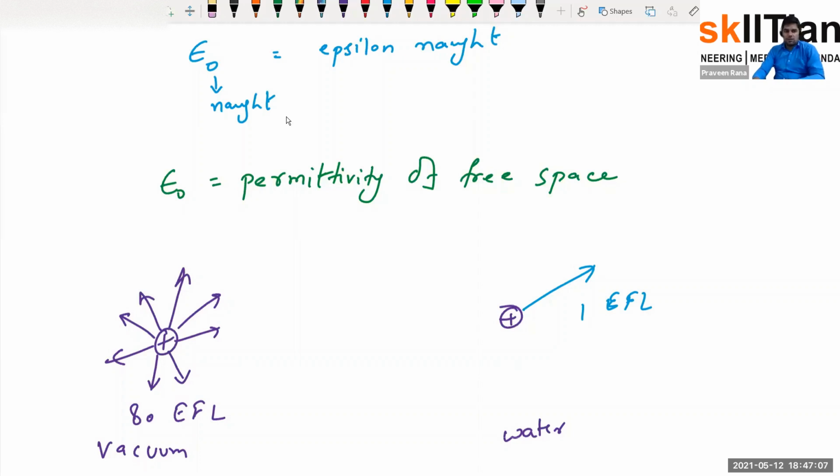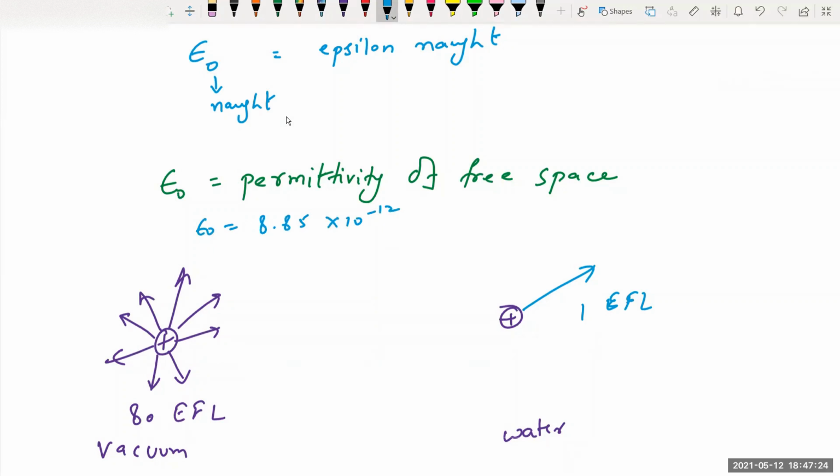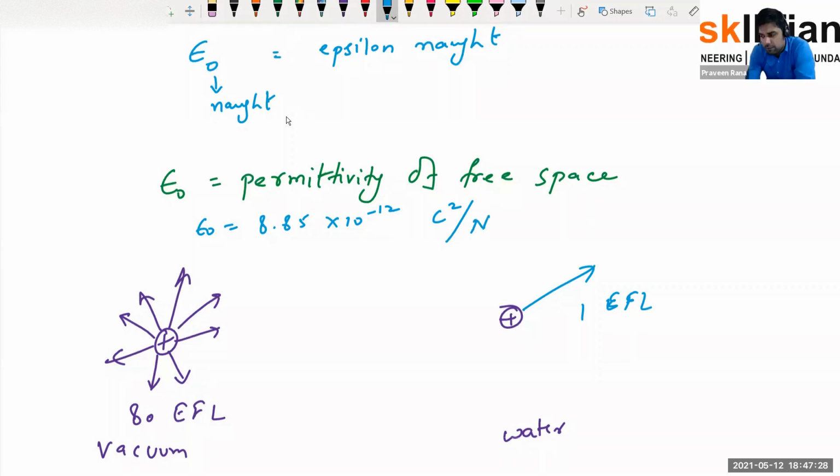So I think you know the value of epsilon naught. What's the value? I don't have it memorized, but I have it written down. Well, you should. Epsilon naught is equal to 8.85 into 10 raised to power minus 12 coulomb square per Newton meter square. I think that's the unit.